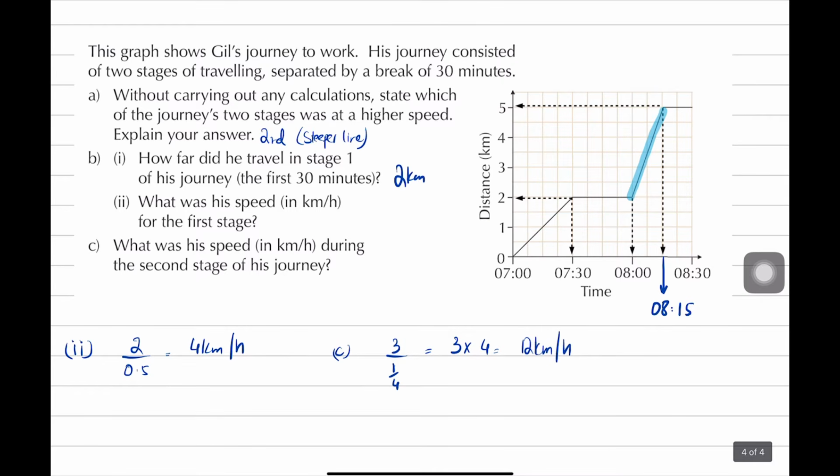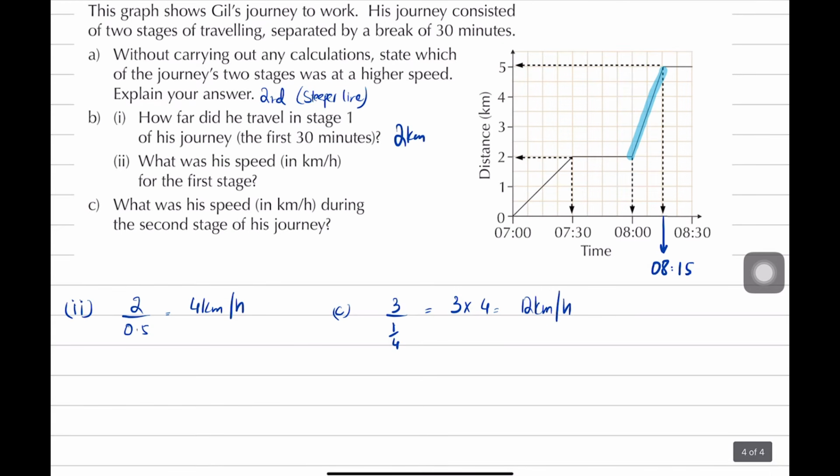Okay, now as always, take a good look at it. Let me know if you have any questions. If you don't, then we're starting speed time graphs.